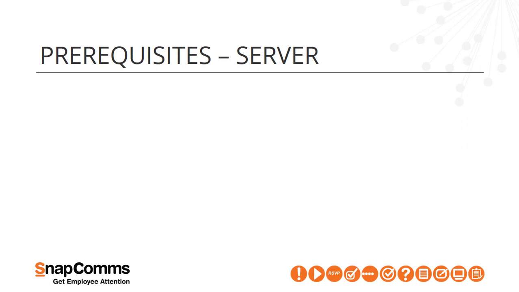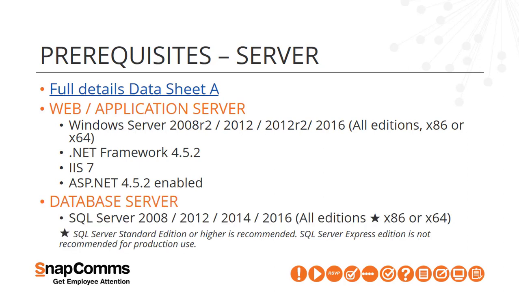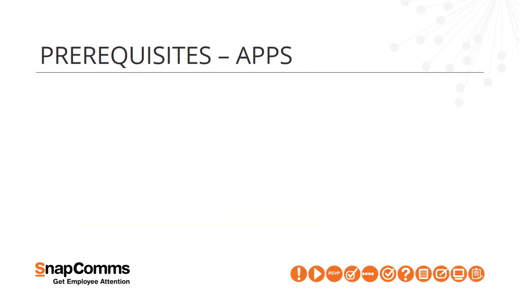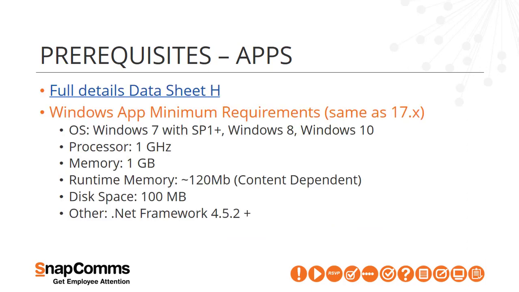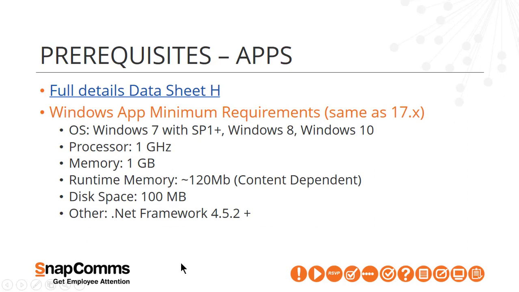Now let's take a look at the infrastructure prerequisites for the server version 18.4. Full details are available in our datasheet A on the knowledge base. The web or application server requirements are listed here, and the database server requirements follow now. In terms of the app version 18.4 prerequisites, full details are available in our datasheet H, and a summary is shown here. Note that the requirements are the same as for the Snapcoms app version 17.